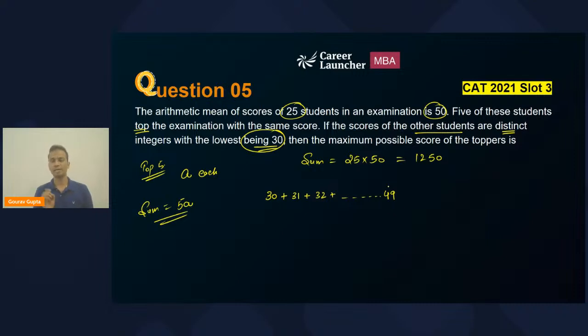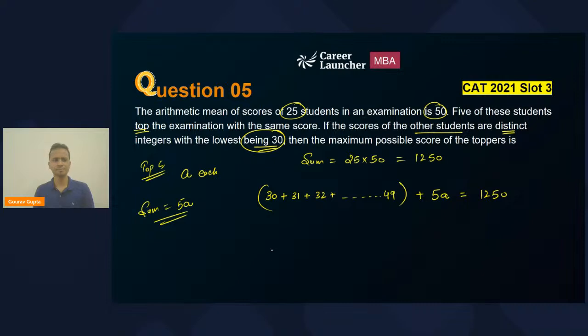Okay, so if you are making a mistake in writing these numbers, be careful about that. Starting from 30, 31, 32, if I have to write a total of 20 numbers, then the last number will be 49. Am I clear on this? I'm sure that some of you must have made a mistake in writing this last number. So this is the sum of the scores of 20 students plus the sum of the scores of 5 students, which is 5A, and the total is 1250.